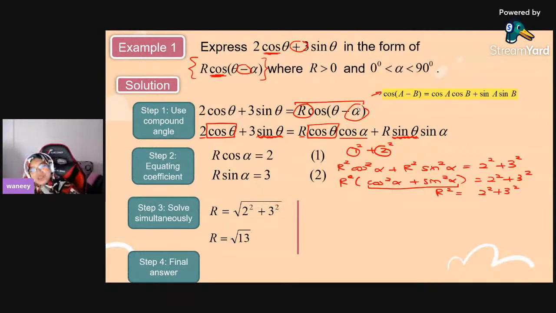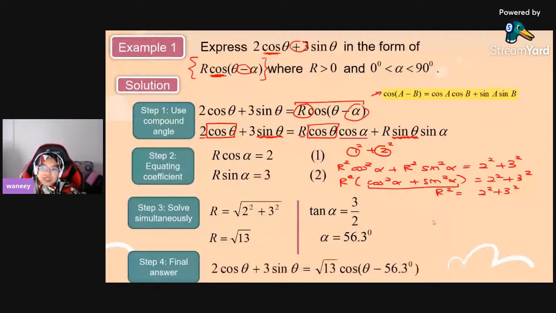Okay, so it should be sine over cos. So either the second over the first or the first over the second. But since I have a sine in my second equation, therefore it should be the second equation over the first equation. Okay, so tangent alpha will be equal to 3 over 2. So if you take the arctangent, that will give alpha. Alpha is equal to 56.3 degrees.